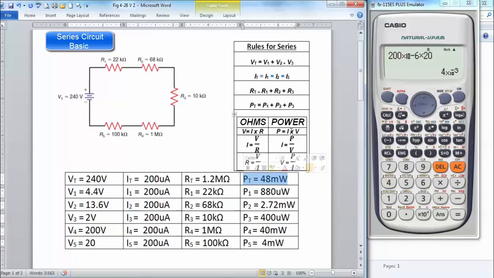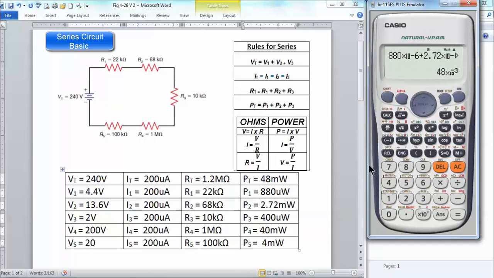PT should give you the same answer two ways. PT should equal IT times VT. Then PT should also equal P1 plus P2 plus P3 plus P4 plus P5. If you get the same answer of 48 milliwatts both ways, then you know you did all of your work correctly. So I entered in all the values of my wattage, P1 through P5, hit equals, and it did equal 48 milliwatts. So by checking PT at the end of your work and making sure that PT gives you the same answer when you do IT times VT and the summation of all your powers, this is really the greatest way to check your work.